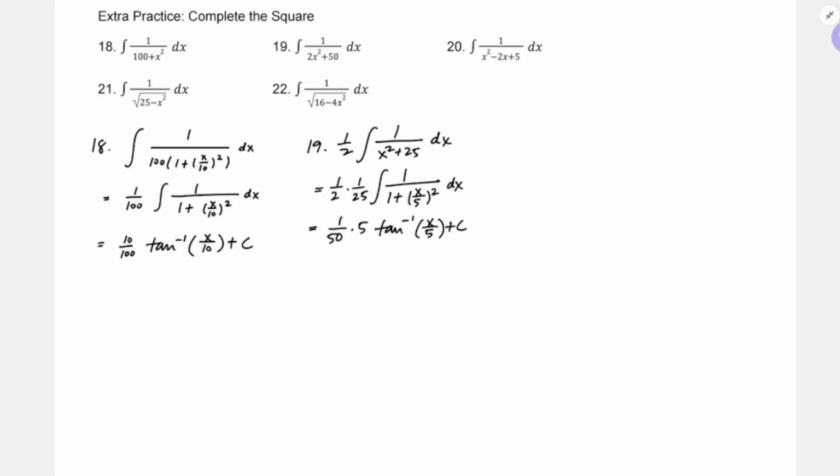But then when I anti-differentiate the 1 over 1 plus x over 5 squared, I'd have arctangent of x over 5 times 5 to preempt the chain rule. So that's going to be 5 over 50 arctangent of x over 5. That would be 1/10 of the arctangent of x divided by 5 plus c.